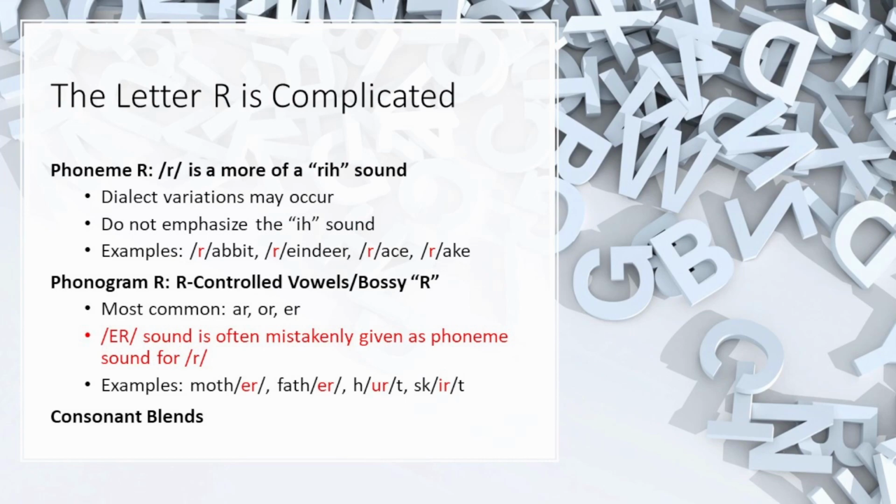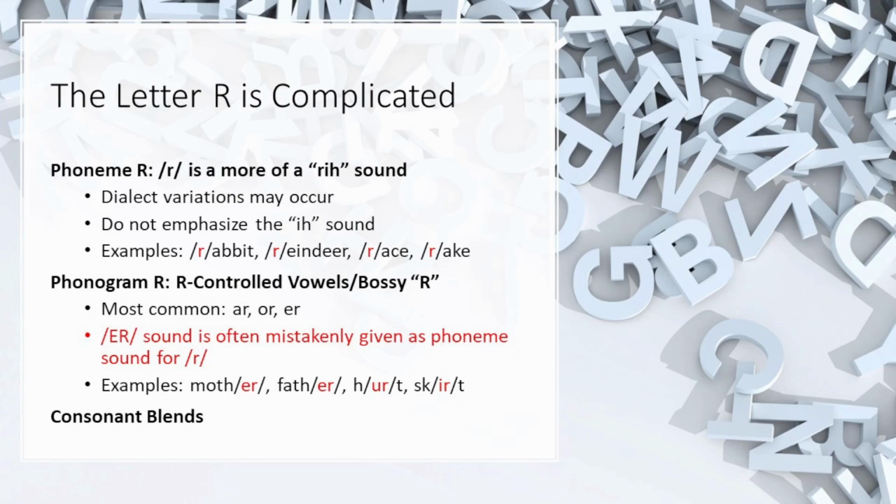So let's talk a little bit about the phonograms, the R-controlled vowels, or as I like to call them, the bossy R's. So the most common sounds for the R-controlled vowels are "er," "or," and "ar." "Er" can be spelled several different ways, and we'll go over that in just a little bit. But when we're introducing the phonograms, we want to make sure that they are different from the letter R. These are special because when they are combined with a vowel, it changes the sound.